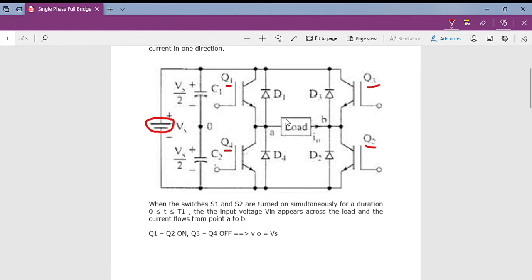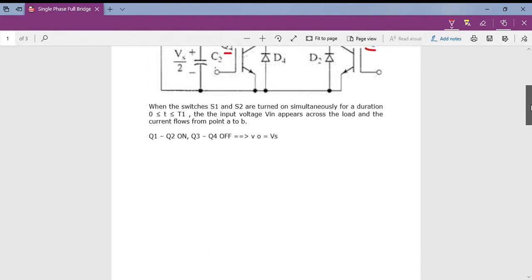And as per the circuit diagram, four diodes are also connected over here, D1, D2, D3 and D4. But when we are choosing a resistive load, these diodes are deactivated. When we are using an RL load, the inductive energy will flow through these diodes. At that time we will discuss the function of these diodes.